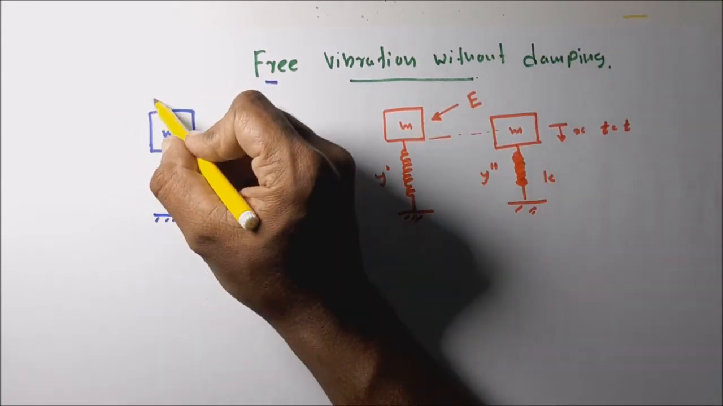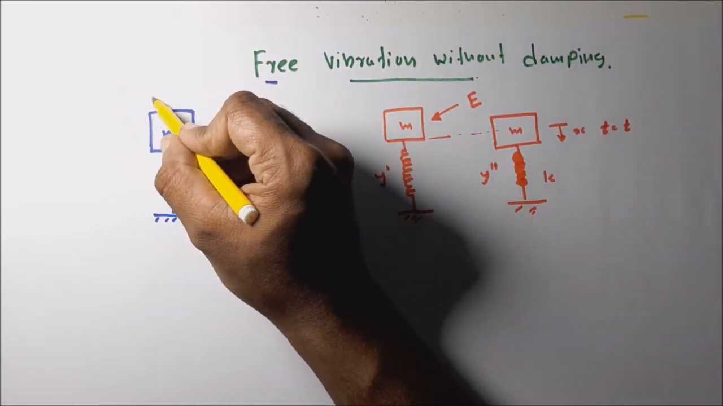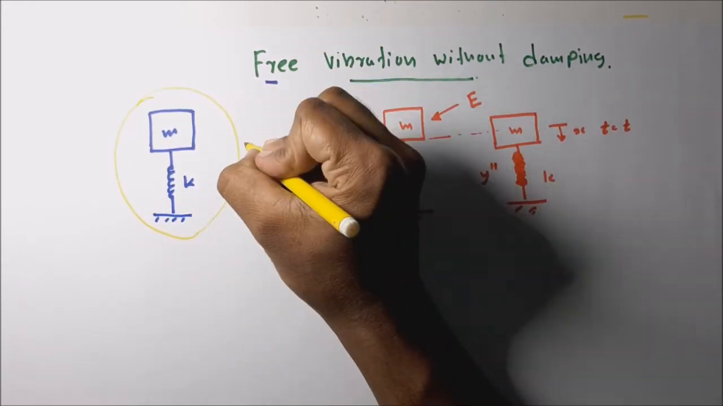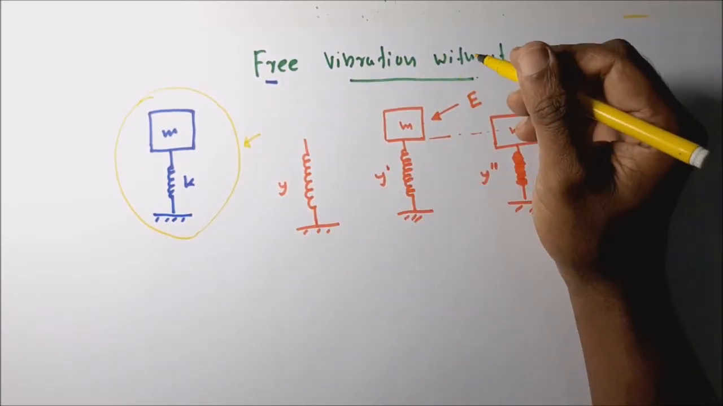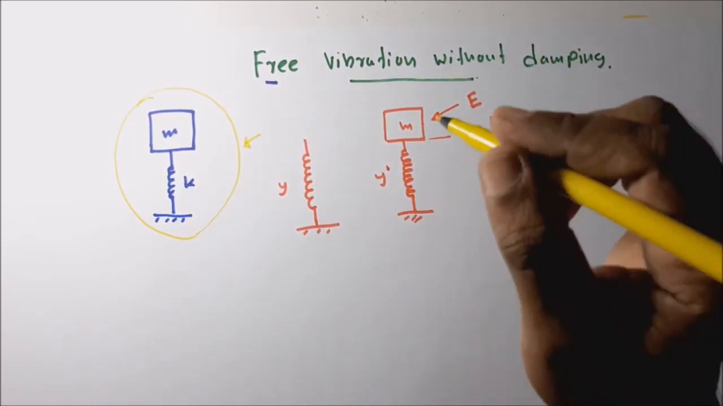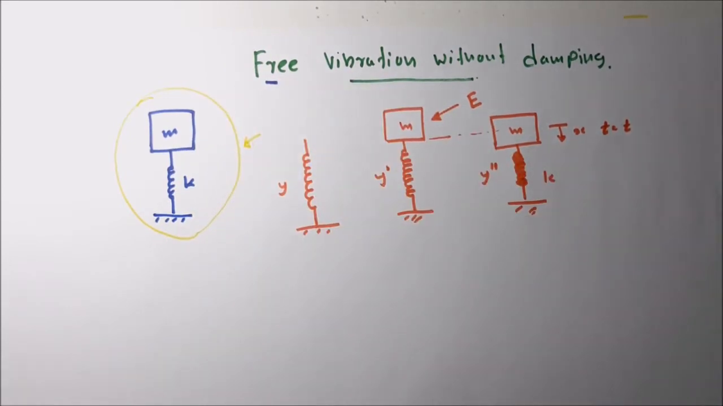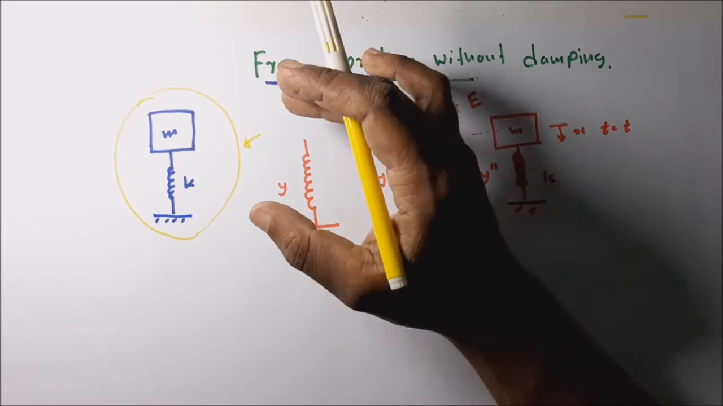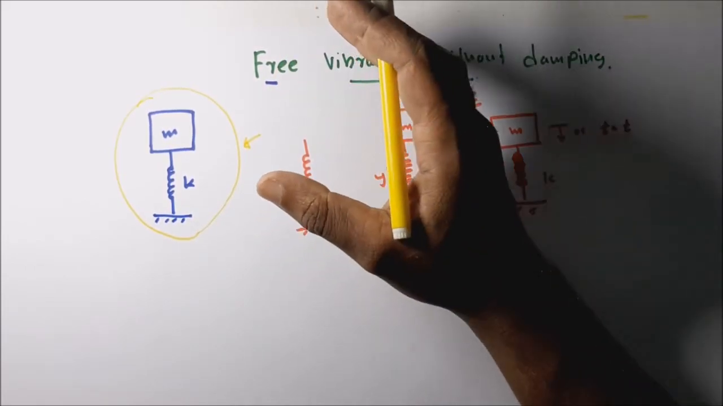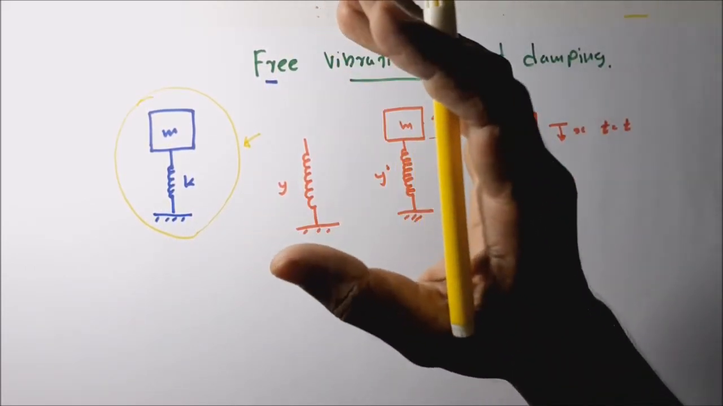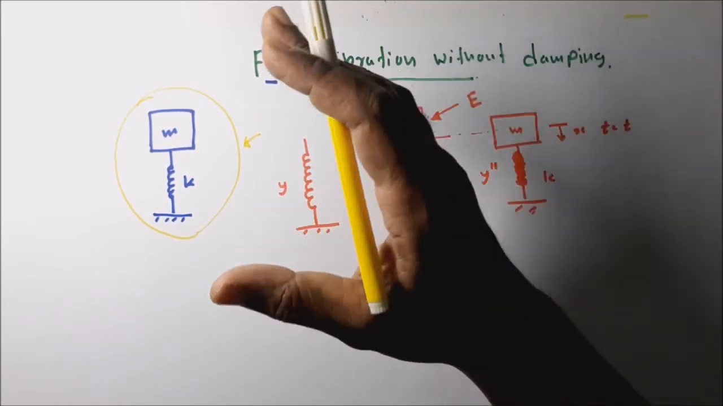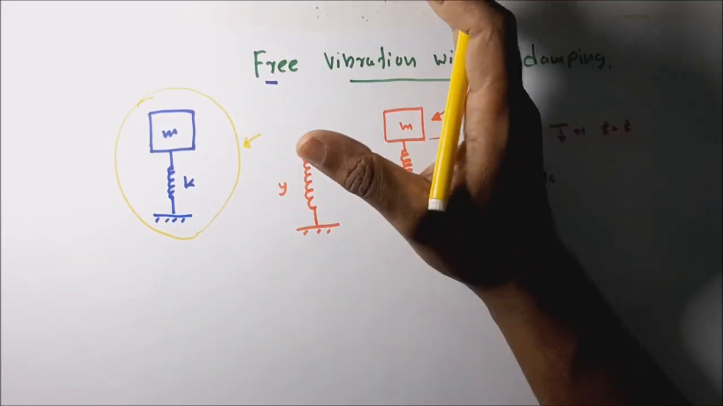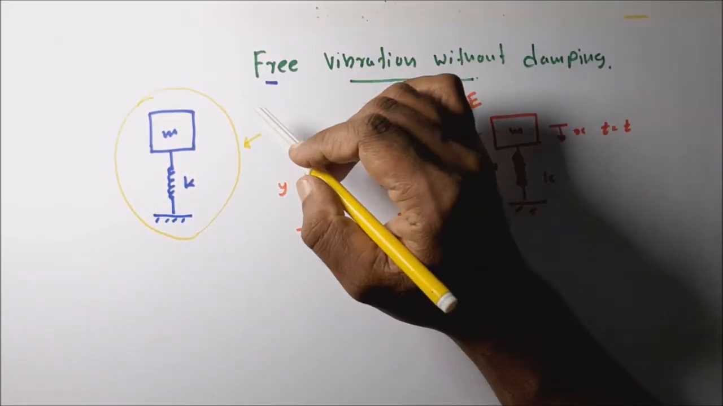That means for this system, initially to start the vibration, we have to give certain energy. Disturbance, when talking about mechanical vibration, means any energy transferring activity. Any energy transferring activity is called disturbance to the system. Energy taken out from the system or given to the system is called disturbance.